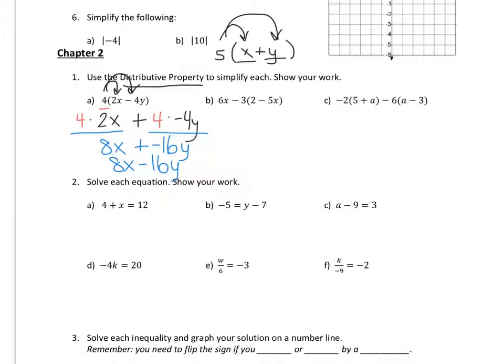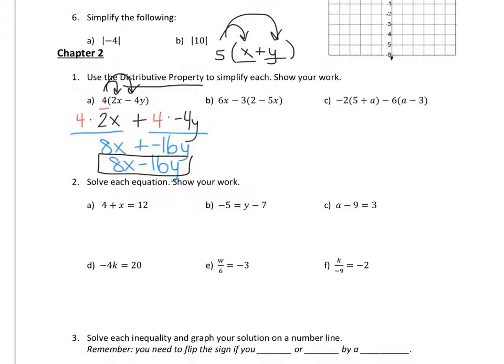Now at the end, can you simplify this? Can you do 8 minus 16? You can't, because they're not like terms. They don't have the same variables and exponents. An x and a y, you can't combine them. So this is my final answer.